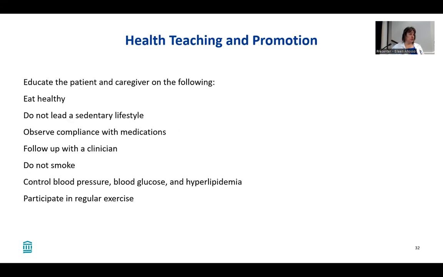We want to make sure we educate our patients on all the healthy ways of living to prevent a second stroke or subsequent stroke. So as part of your teaching, you'll want to address all those, and that's in the patient education in EPIC that's done, and then also as part of the AVS that you give your patients.